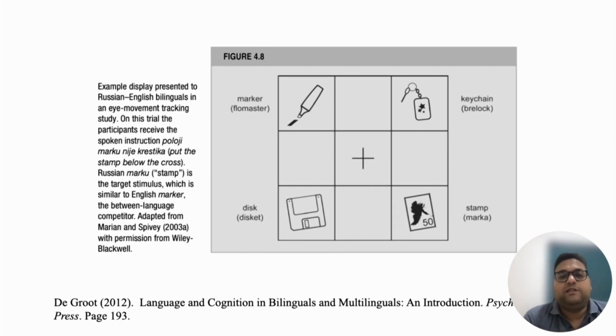Or even if they are listening to the instruction in English, let's say put the marker here or there somewhere, and marku is Russian, if it is getting activated, they might initially get distracted with this. So these two are the critical objects here, marker and marku or stamp, whereas these two are not matching either of the language conditions, and therefore they are just acting as filler or distractor items.